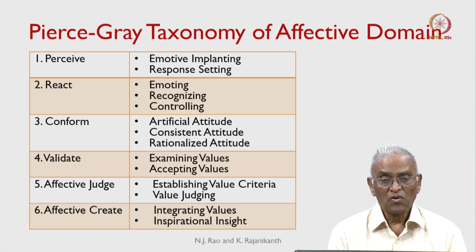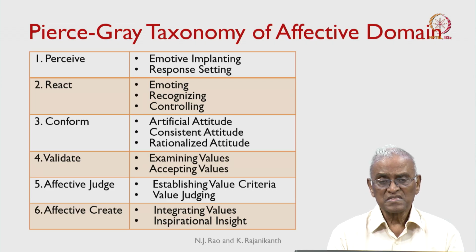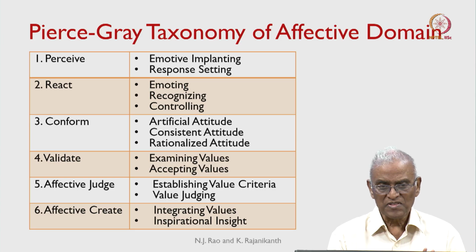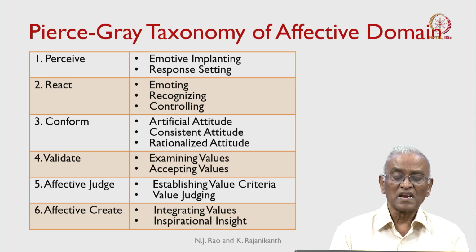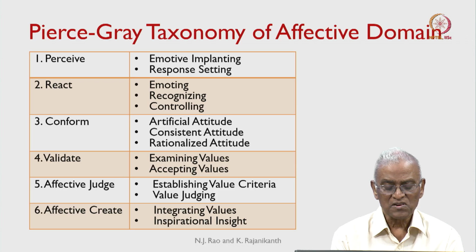Then conform. Artificial attitude means, yes, it is necessary to positively respond to this. You are not convinced of that fully, but your artificial attitude is required, that is why you are accepting, and you are also consistent in reacting to that. And then you rationalize your attitude. You may still not like it, but this is the way you have to react, you have to respond, so that you are convinced.